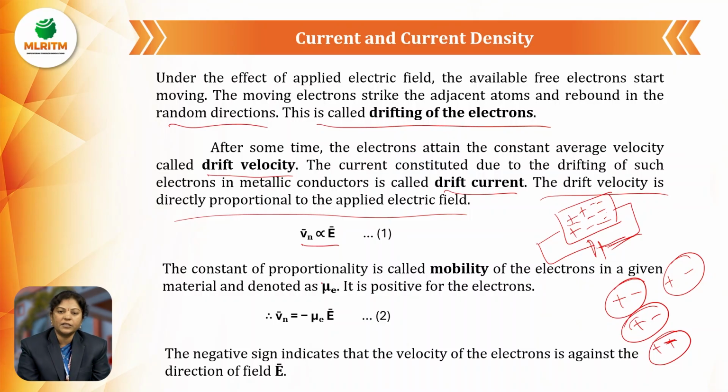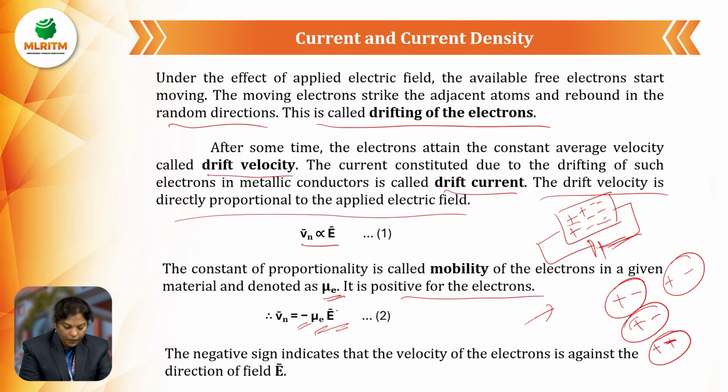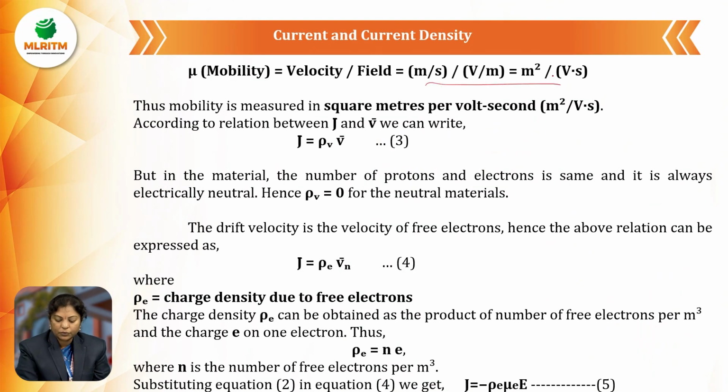This constant of proportionality is called the mobility of the electrons. Mobility means some movement of the electron. It is denoted by mu E, and it is positive for the electrons. So Vn equals minus mu E into E. Here the negative sign indicates the velocity of the electrons is against the direction of the electric field, opposite to the direction of the electric field. So the mobility equals velocity by electric field, and from this equation the unit is square meters per volt second.